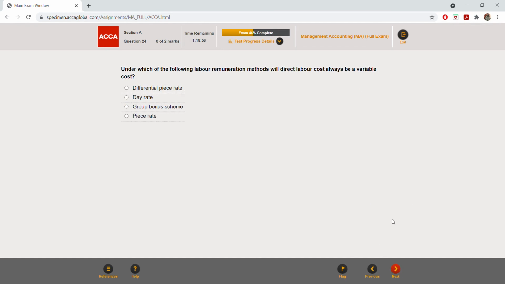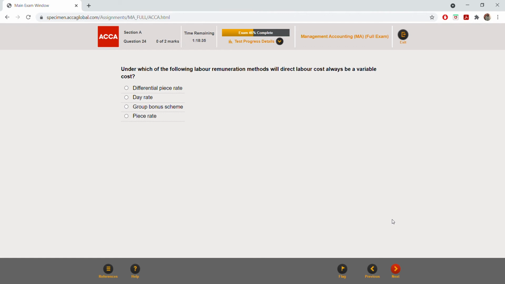Next. Sometimes remember guys, both could be true, both could be false. It does not mean that because true and false is given, one will be true and one will be false. No, sometimes both could be true or both could be false. So under which of the following labor remuneration methods will direct labor cost always be a variable cost? Differential piece rate, day rate, group bonus scheme, or piece rate?